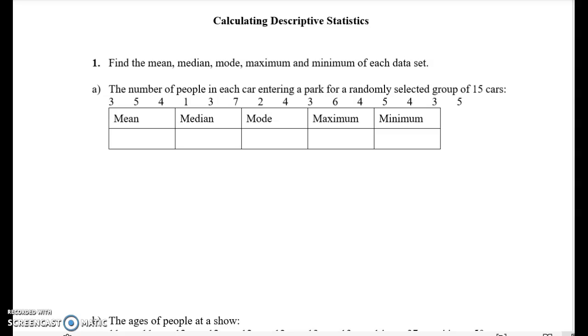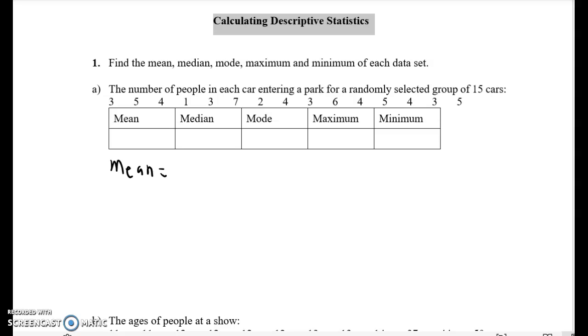Let's calculate some descriptive statistics. So we want to find the mean, median, mode, maximum, and minimum of each of the data sets given. So first, let's get the mean of the first data set.